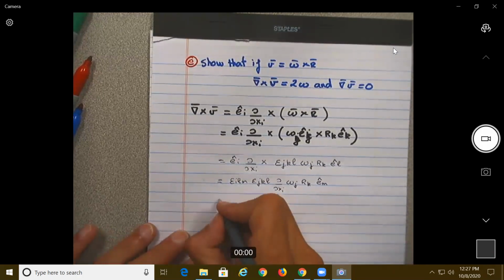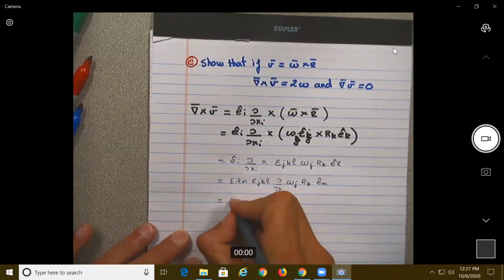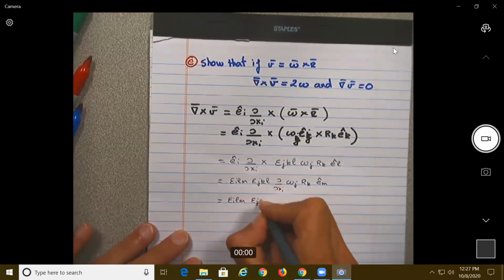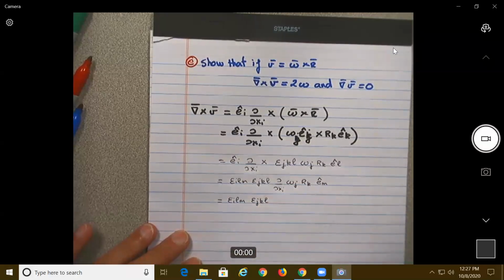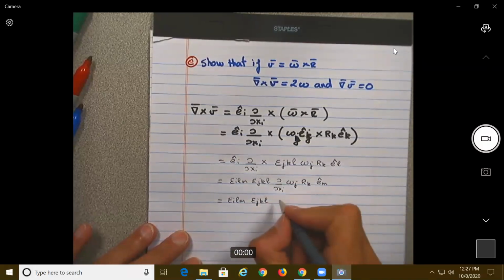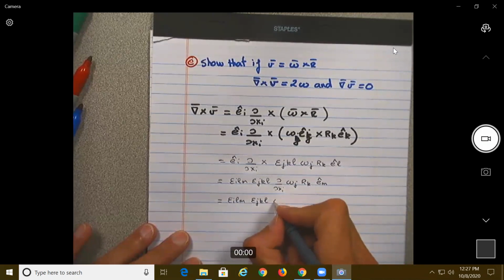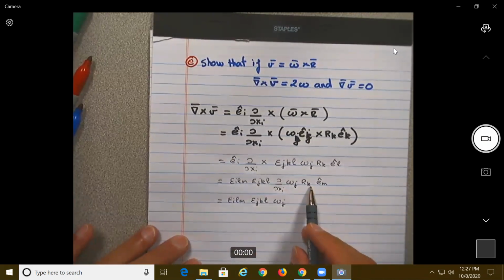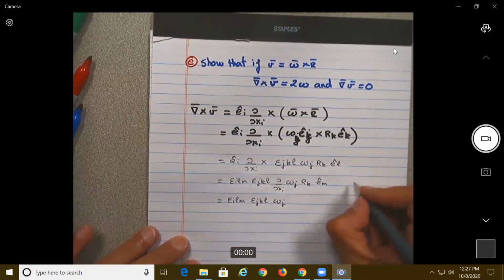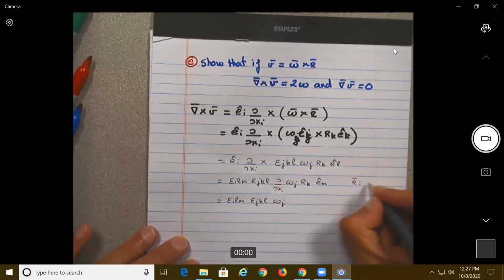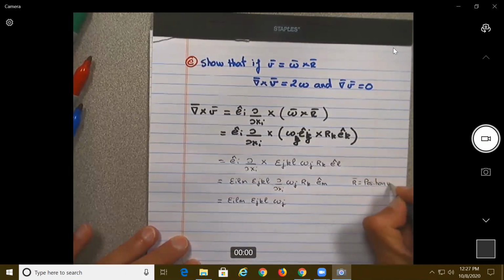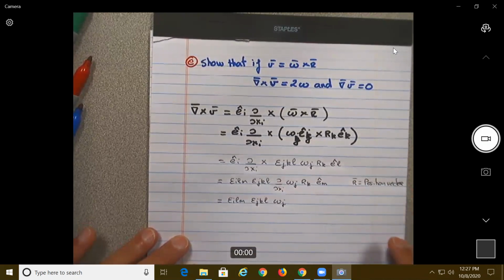Okay, so here, just using the definition, let me write this: epsilon_ILM epsilon_JKL of omega_J, where R here is, what is R? You know this stuff, R is the position vector.